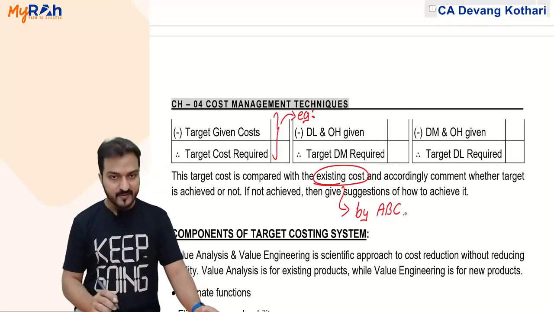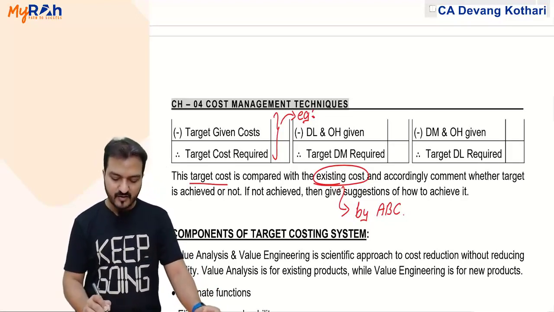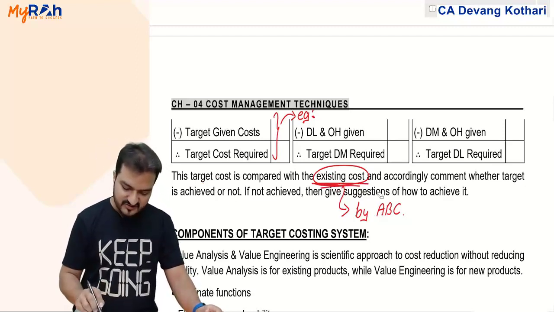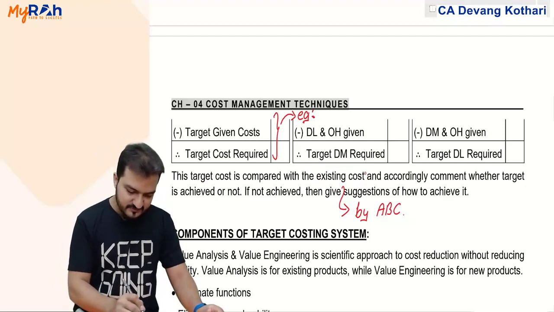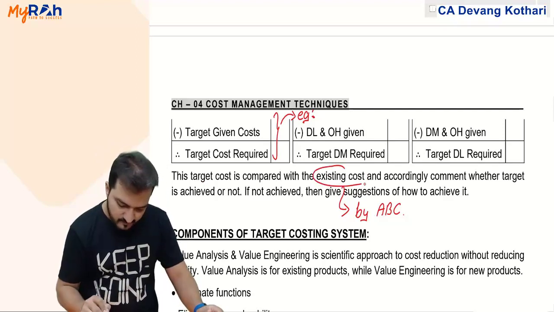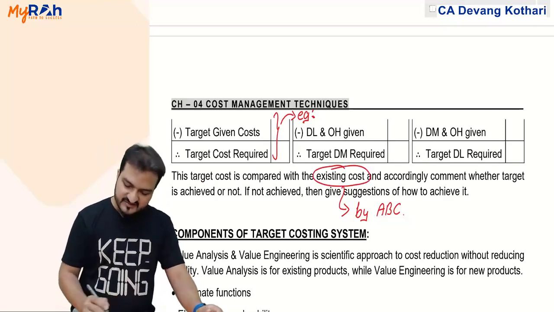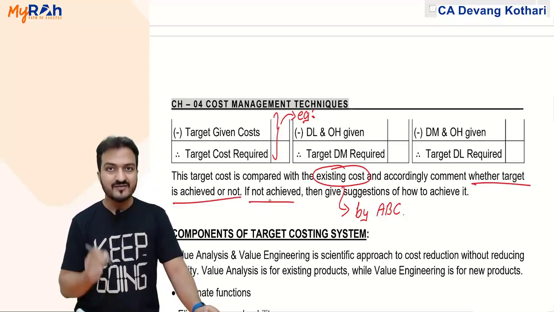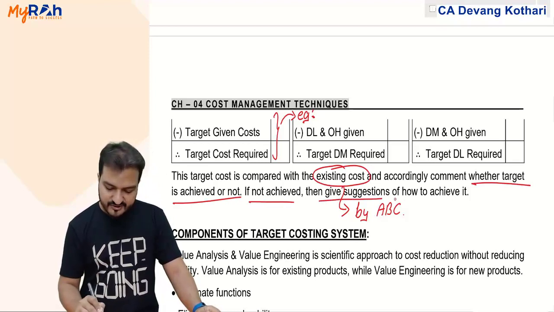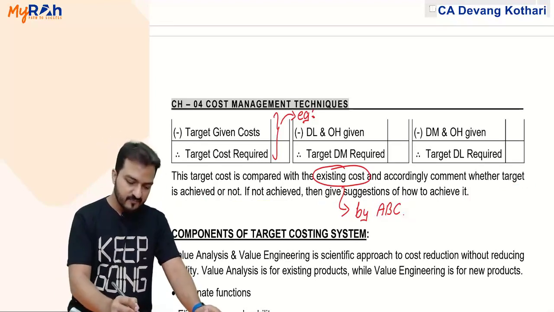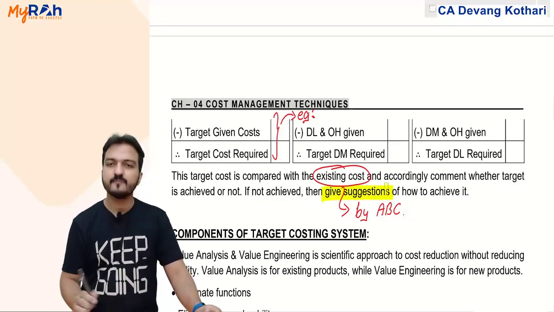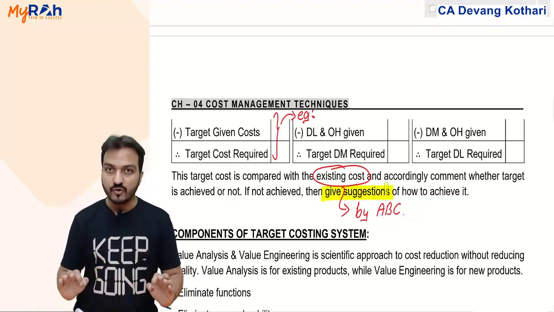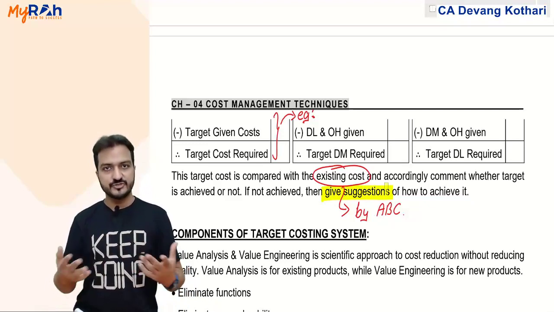Okay, so you calculate the existing cost, compare it with the target cost, and say whether the target is achieved or not. If not achieved, then yes, you need to give suggestions of how to achieve it. Well, some suggestions you might find in the question itself. If not, then you draft your own suggestions.